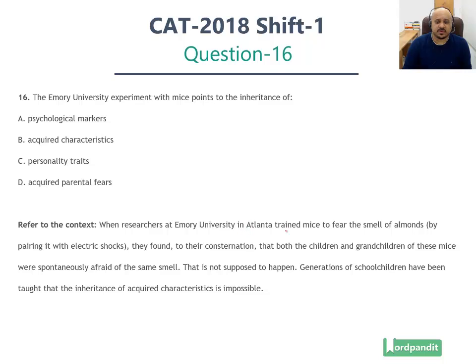When researchers at Emory University in Atlanta trained mice to fear the smell of almonds, they found, to their consternation, to their alarm or dismay, that both children and grandchildren of these mice were spontaneously afraid of the same smell. This is not supposed to happen.